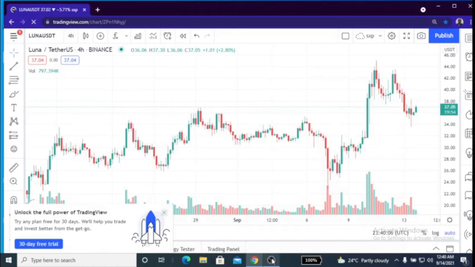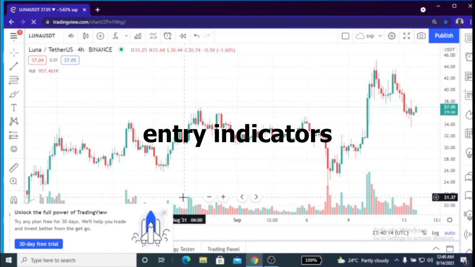Hello everyone. So today I'll be taking us on entry signal indicators for cryptocurrency trading.